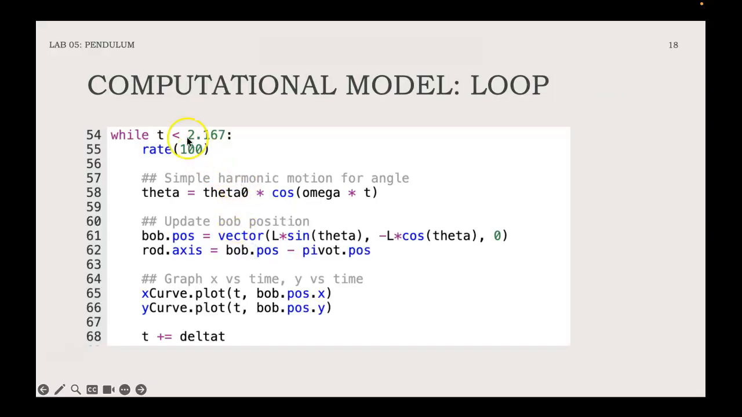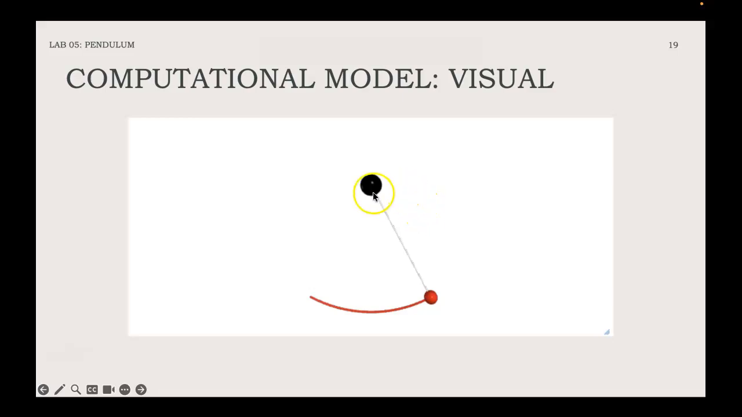For our computational model, we had our loop running until 2.167, which is how long the video ran for. We have our simple harmonic motion equation from the very beginning. We updated our position. We updated the rod position as well. And then we also graphed our plots. Here is just the visual of our GlowScript code that we ran.